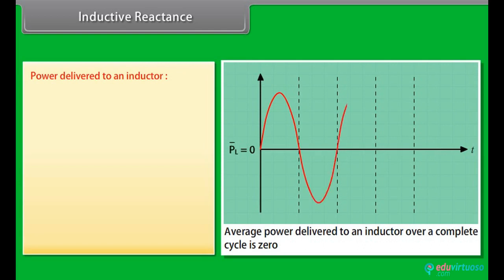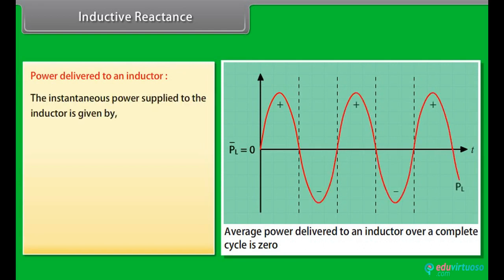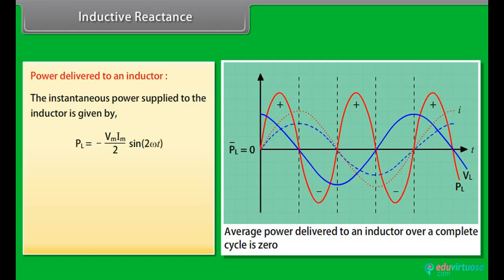Power delivered to an inductor. The instantaneous power supplied to the inductor is given by negative Vm Im by 2 multiplied by sin 2 omega t.